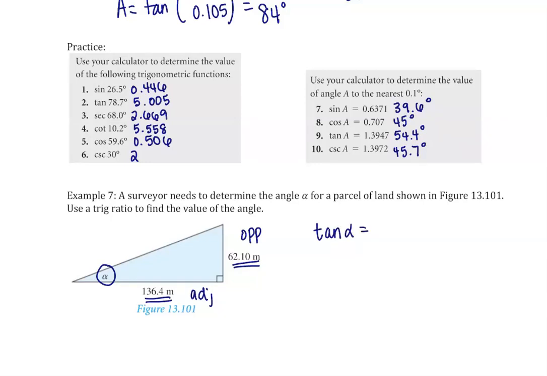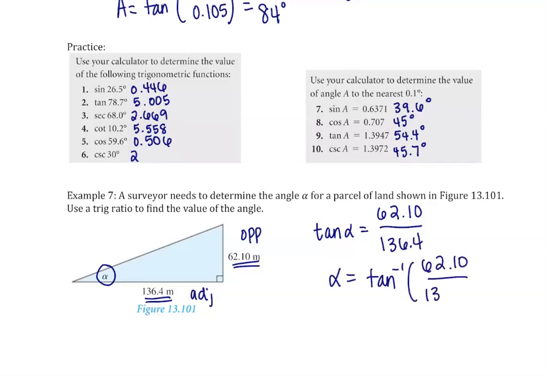So the first thing you do is you set up the ratio tangent of this unknown angle equals 62.10 divided by 136.4. Now to solve this, we have to use our inverse tangent because we know the tangent ratio is 62.10 divided by 136.4, but we don't know the angle. So the angle would be found by finding the inverse using this ratio. So you would simply type this into your calculator. Inverse tangent, 62.1 divided by 136.4, and we see that this angle is approximately 24.5 degrees.